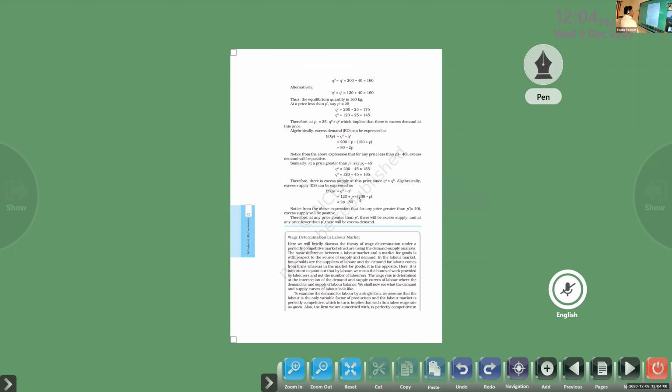Okay, next one. Notice from the above expression that for any price greater than P star, which is equal to 40, excess supply will be positive. So at 10, we got a negative number, right? You observe that? But for more than 40, we will definitely get a positive number. Therefore, at any price greater than P star, there will be excess supply, and at any price lower than P star, there will be excess demand. Hope this idea is clear for everyone, right? Yes or no? Amal Raj?